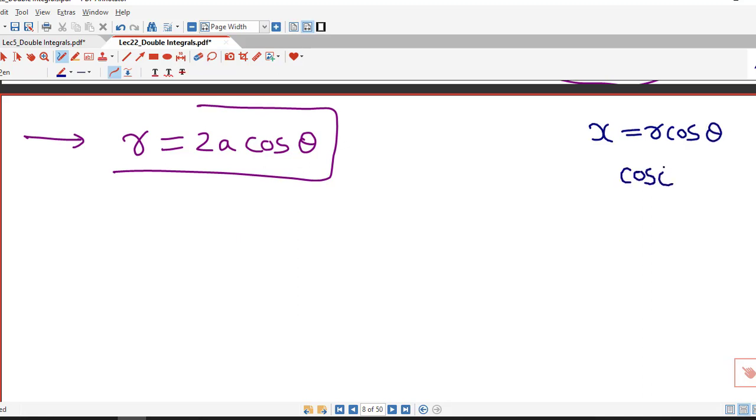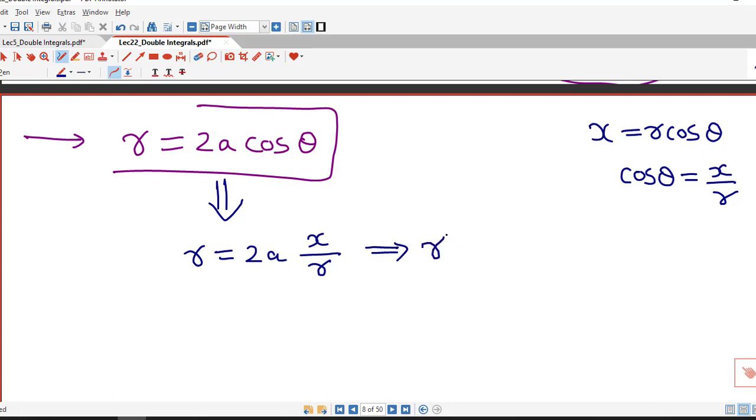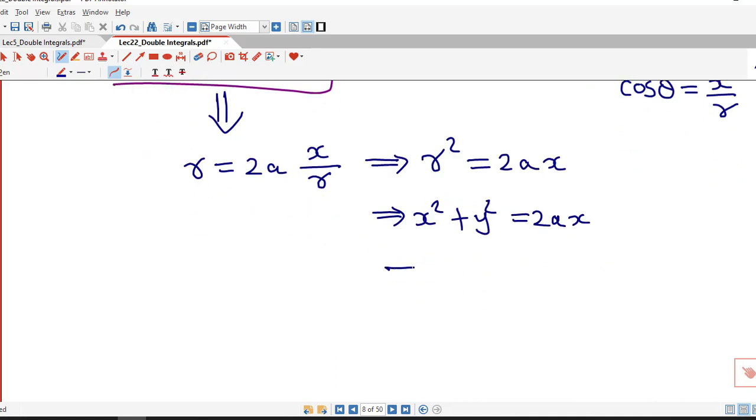So I can replace cos theta by x by r in this equation. If I replace cos theta by x by r, I have r equal to 2a into x by r. Now I take this r on the left hand side, so I obtain r square equal to 2ax, and now I put r square equal to x square plus y square. So I have x square plus y square equal to 2ax, and this is nothing but the equation of a circle, x square plus y square minus 2ax equal to 0.